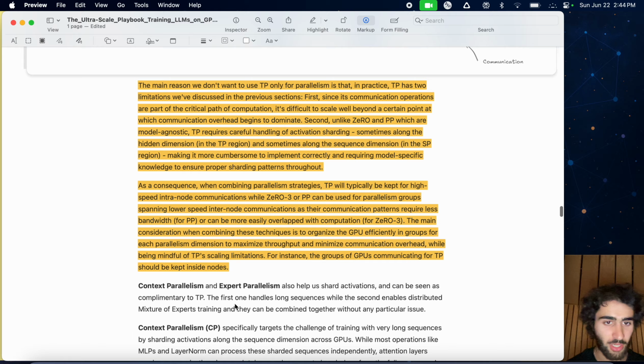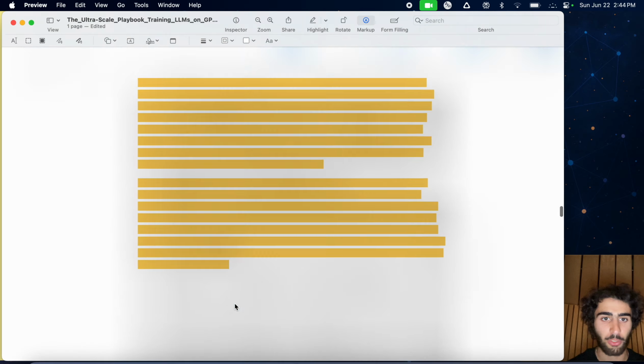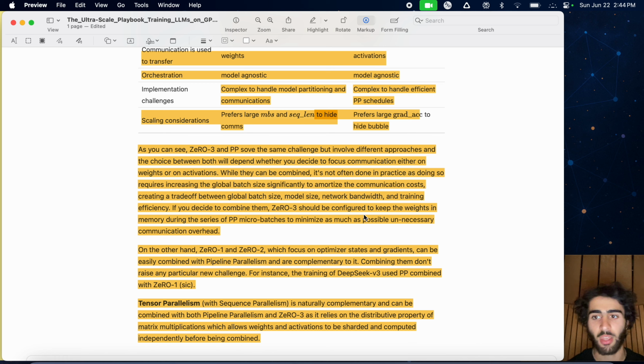So that's all for this section, and in a future video we'll be discussing more combinations of parallel techniques.